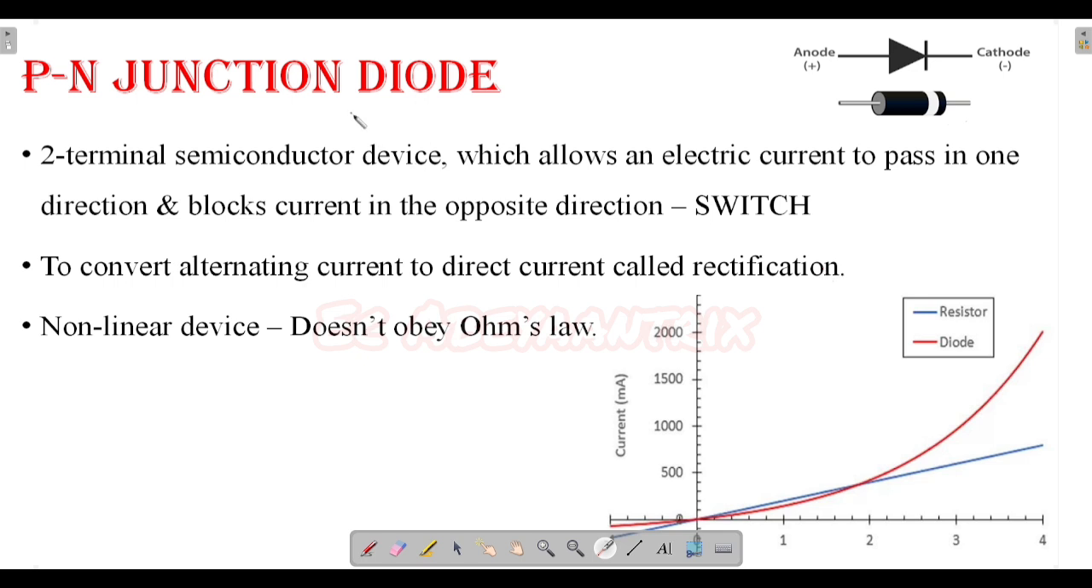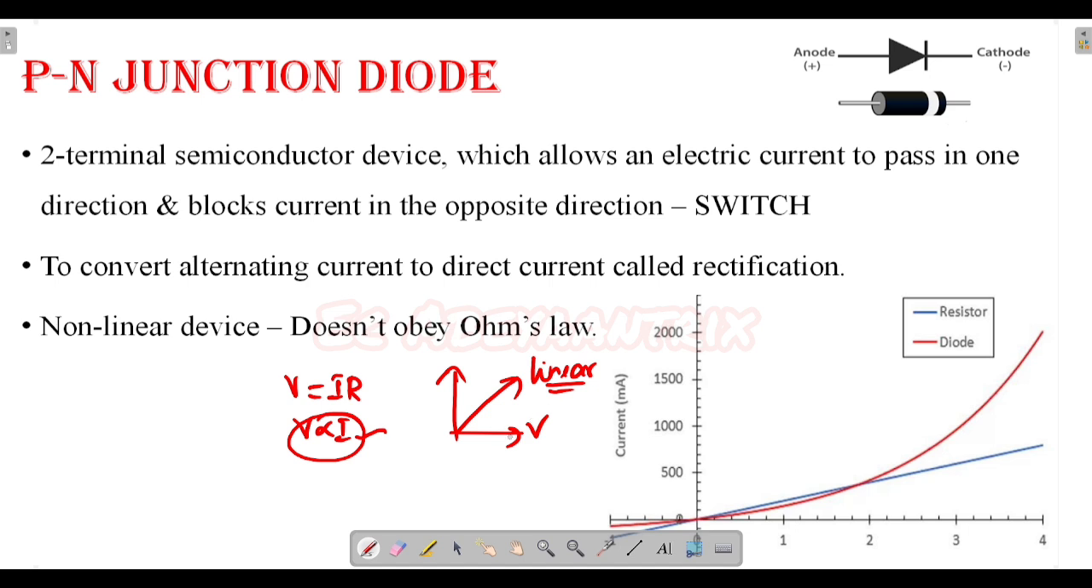Okay, and this PN junction diode is a non-linear device. What does non-linear device mean? If a device obeys Ohm's law, it is called a linear device. Else it is termed a non-linear device. So what does Ohm's law indicate? Ohm's law states that V equals IR, right? V equals IR. That is, V is directly proportional to current. So if voltage increases, current also increases, then the device is called a linear device. It obeys Ohm's law.